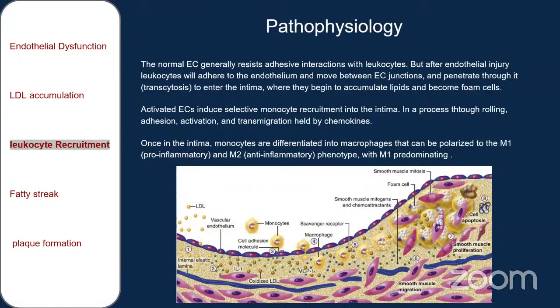Activated endothelial cells induce selective monocyte recruitment into the intima, in a process of rolling, adhesion, activation, and transmigration held by chemokines. Once in the intima, monocytes are differentiated into macrophages that can be polarized to M1, the pro-inflammatory, and M2, the anti-inflammatory phenotypes, with M1 predominating.